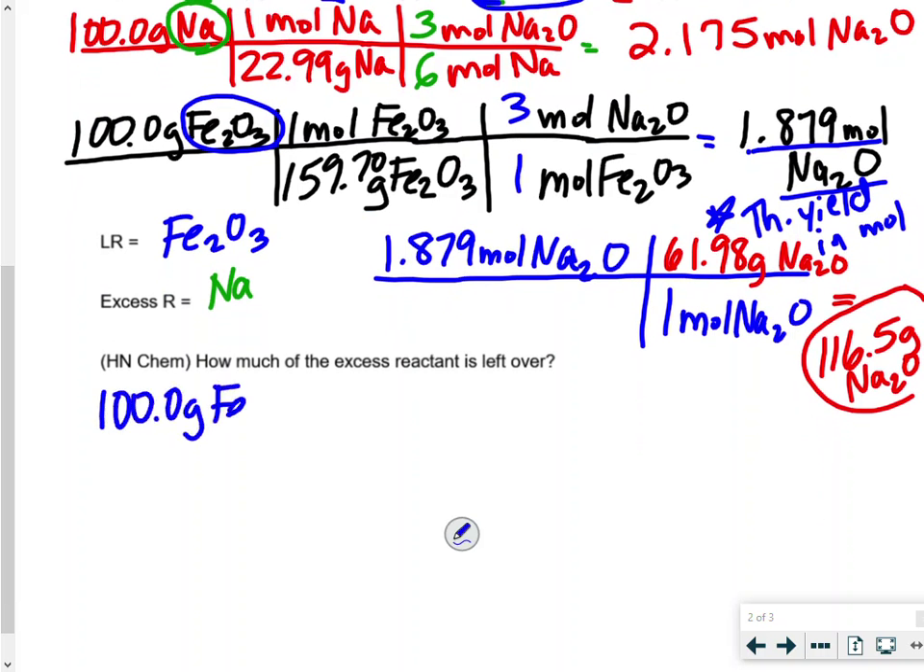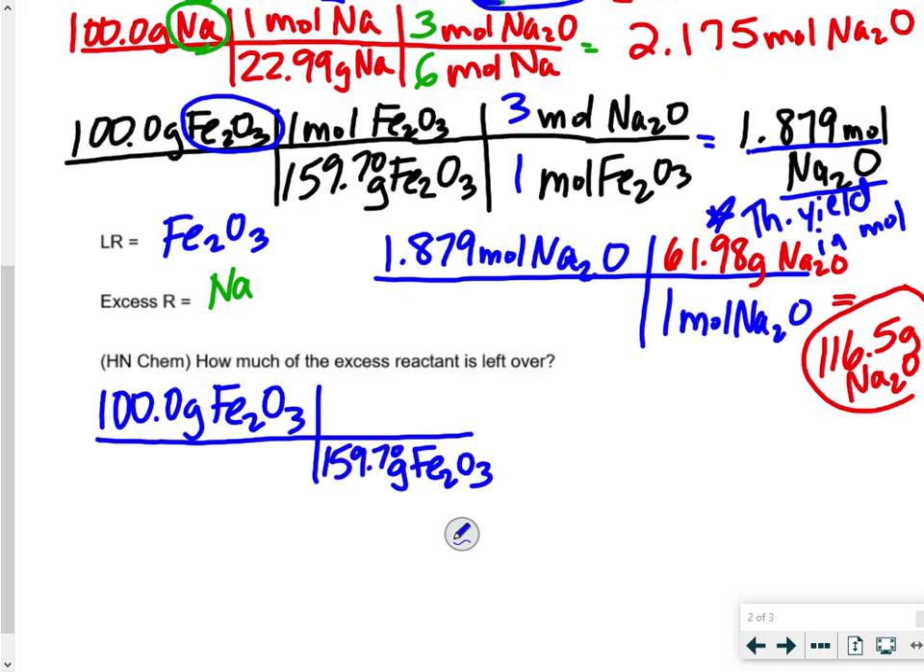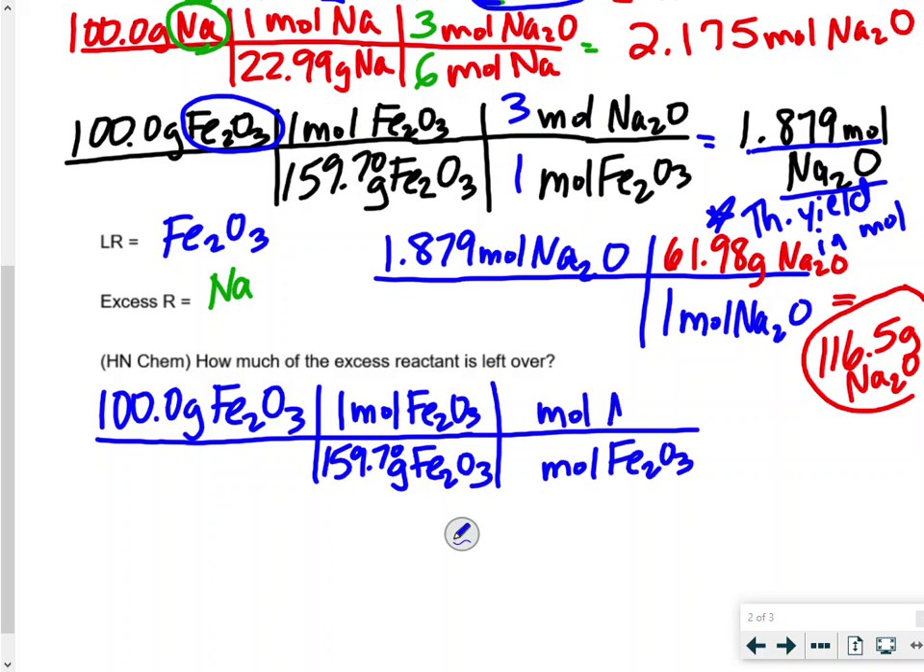So my limiting reactant, I'm going to begin with its original amount, which was 100. I'm going to change it to moles. Luckily, we've already calculated the molar mass here. It's 159.70 equals 1 mole. Then I'm going to do the mole ratio, but I'm going to go to the excess reactant. So moles of Fe2O3 to moles of sodium. If you remember from the balanced reaction above, there were 6 moles of sodium for every 1 mole of Fe2O3.